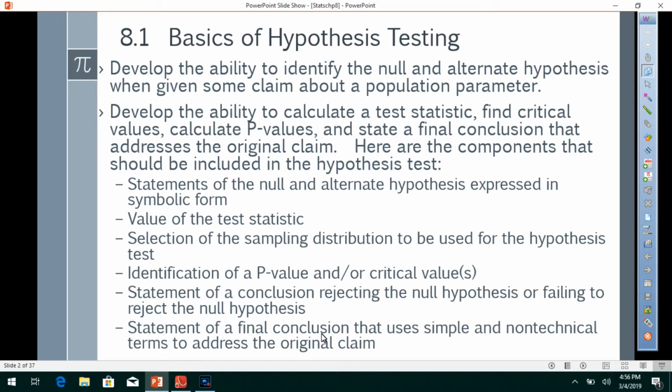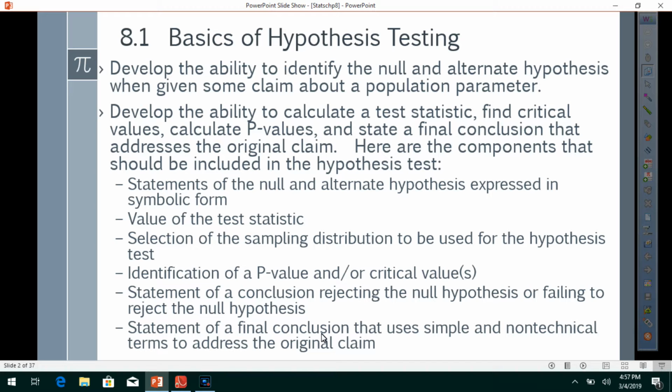Statistics Lesson 8.1, Basics of Hypothesis Testing. Develop the ability to identify the null and alternate hypothesis when given some claim about a population parameter. Develop the ability to calculate a test statistic, find critical values, calculate p-values, and state a final conclusion that addresses the original claim. Here are the components that should be included in the hypothesis test.